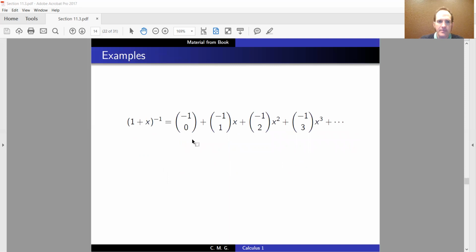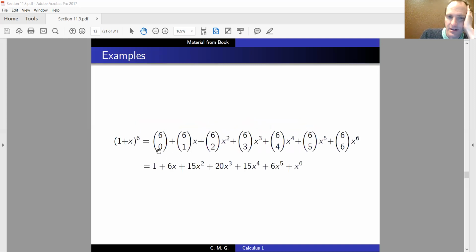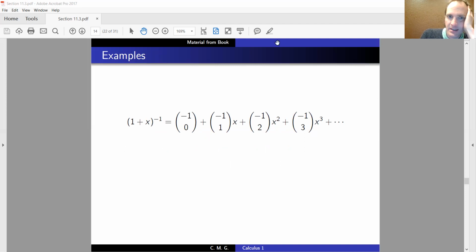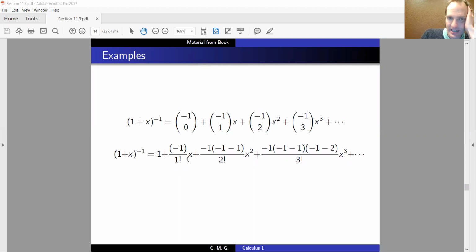All right, one more example. So I'm going to do 1 plus x to the -1. I have -1 choose 0, -1 choose 1, -1 choose 2, -1 choose 3, and then it's going to go on forever because I never actually subtract to reach zero when I do this. I keep getting numbers out of this, and so that's going to give me my expression. By the way, the choose 0 is always just 1. So -1 choose 0 is 1. -1 choose 1 is just -1 over 1 factorial times x. Then I have -1 times -1 minus 1 over 2 factorial times x squared, then -1, -1 minus 1, -1 minus 2 over 3 factorial x cubed, and so on.